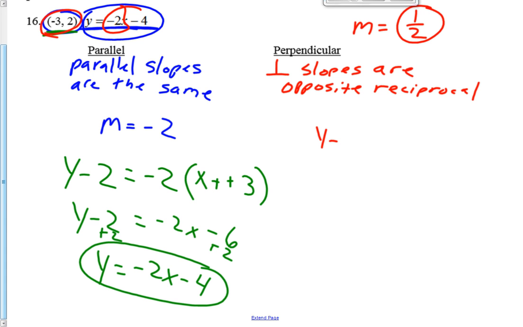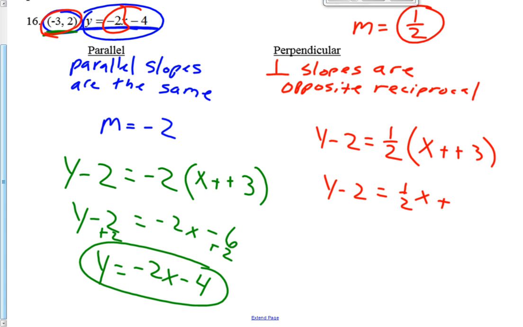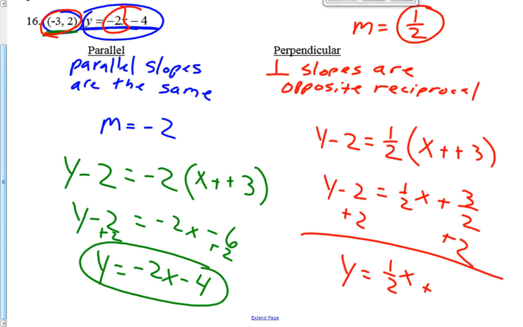So it's y minus the y coordinate, y minus 2. That equals our perpendicular slope, which is 1/2 times the quantity x minus the x coordinate, x minus the minus 3. So y minus 2, that equals 1/2 x. 1/2 times 3 is 3/2. And then I'm going to add 2 to get y all by itself. Y equals 1/2 x plus 1.5 plus 2 is 3.5, which is 7/2. There's the answer for question number 16.